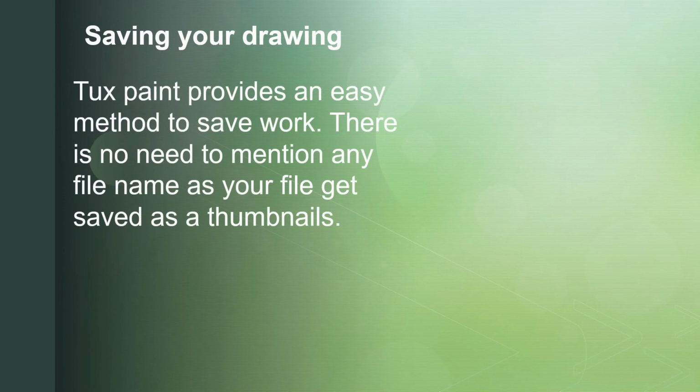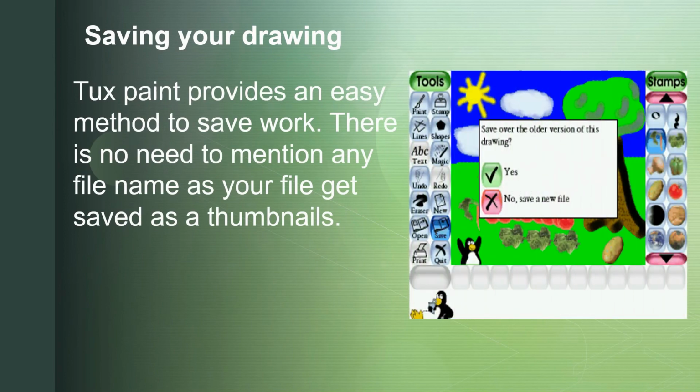Saving your drawing. In Tux Paint, you can see in the picture one dialog is there: Save over the older version of this drawing. That means it is saving the picture. You can say yes, then it is saved automatically. If you say no, then it saves as a new file. Same here, Tux Paint provides an easy method to save work. There is no need to mention any file name as your file gets saved as a thumbnail.